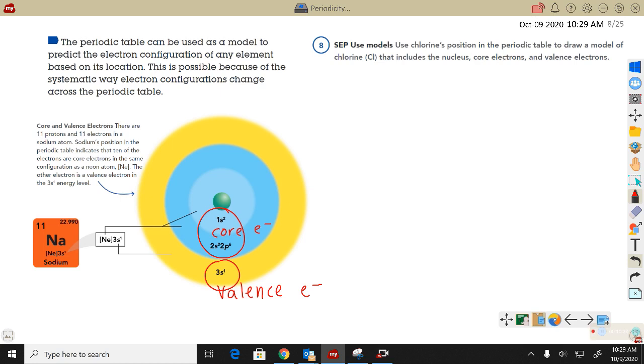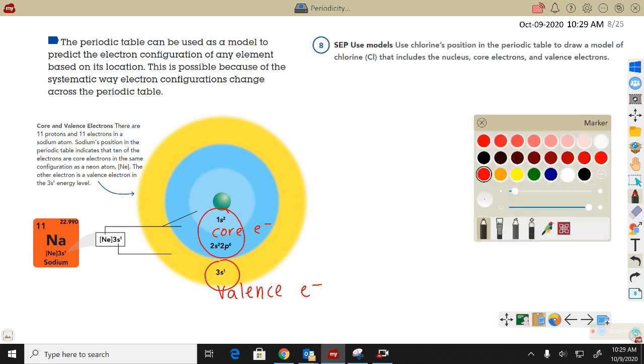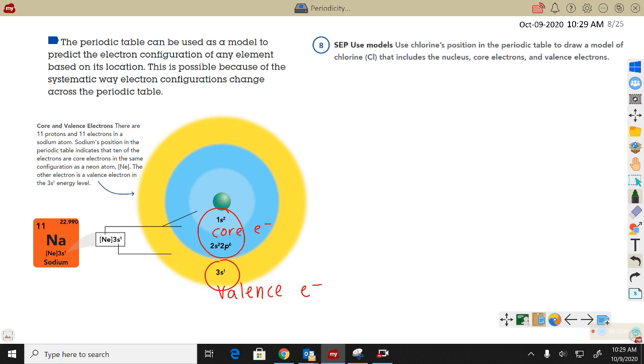And so number 8 wants us to create a model, a science and engineering practice. Use a model. Use chlorine's position in the periodic table to draw a model of chlorine that includes the nucleus, core electrons, and valence. So similar to what they've done with sodium. I'll even try to match the colors. Okay, so nucleus. And they didn't mention how many protons and how many neutrons, so I won't either. But I'll label this as my nucleus.